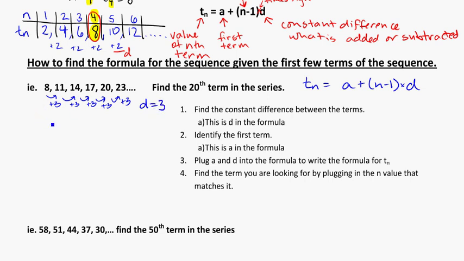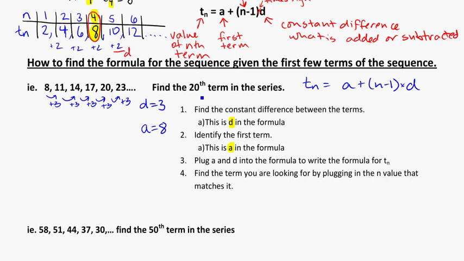The next thing I'm going to look at is to identify the very first term. Well, in that case, that's pretty easy. The first term is 8, so I'm going to say that a is equal to 8, because the first term is a in my formula. So I'm finding the constant difference d, then I'm finding the first term a, and from there, I'm going to take that and plug a and d into my formula, because I have a spot for a and I have a spot for d.